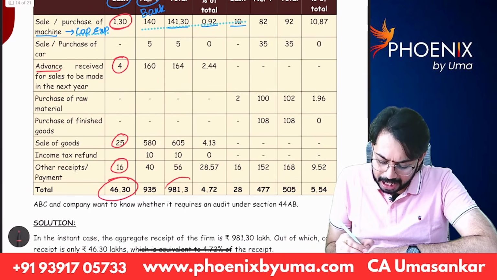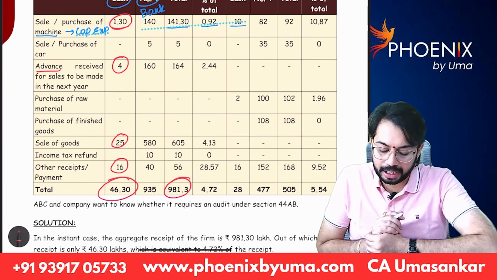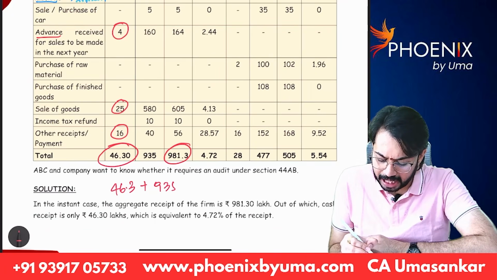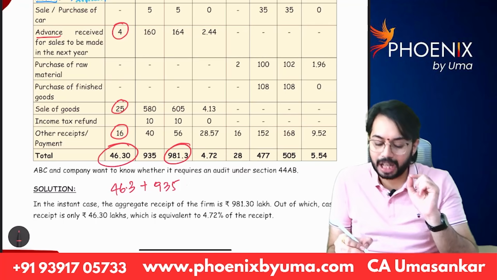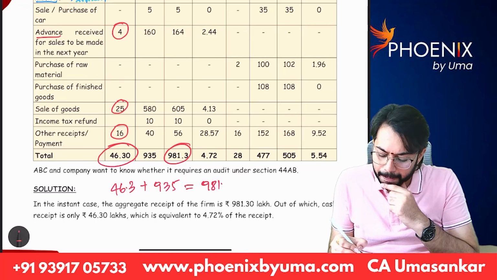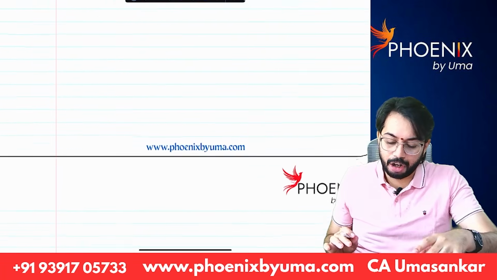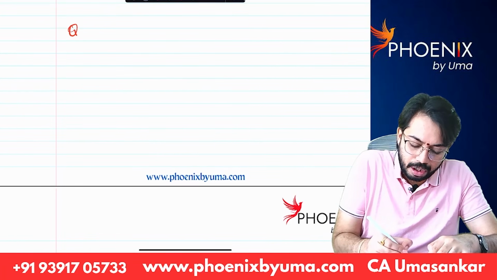How much are total receipts? 981.3 lakhs. So 46.3 cash receipts plus 935 bank receipts. Total receipts are 981.3 lakhs. This is total receipts. Now tell me how much are cash receipts? Question number 3.